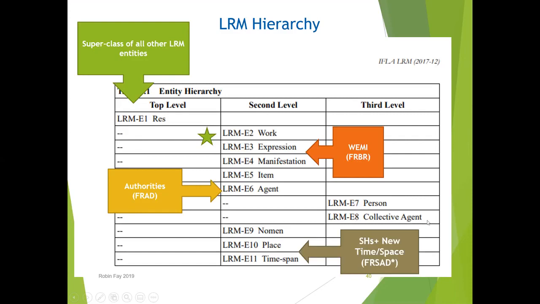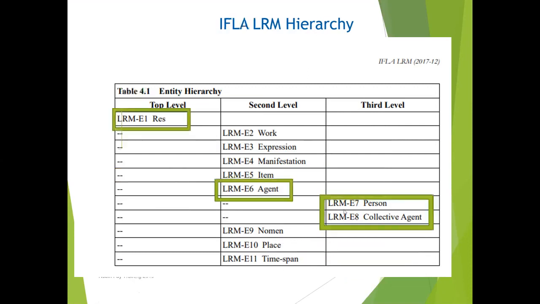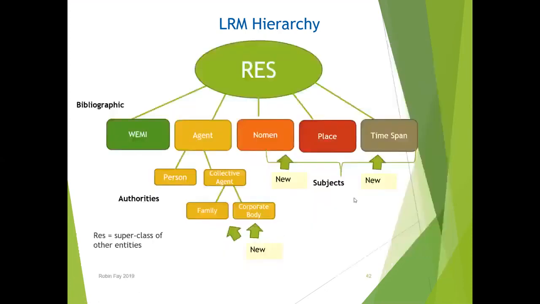As I mentioned, collective agent would then be over here, would include corporate body and family. So it'd actually be one more level should they have one more level. And then you see here, nomen, place, and time span, and then event falls in there too. But this was sort of their first take at how they would put this together. And to just show you what a hierarchy would look like, this is really the easiest one to see from this particular diagram. We're going to look at some more in just a second. Res, and then agent, and then we have person and collective agent, which collective agent is corporate body and families.